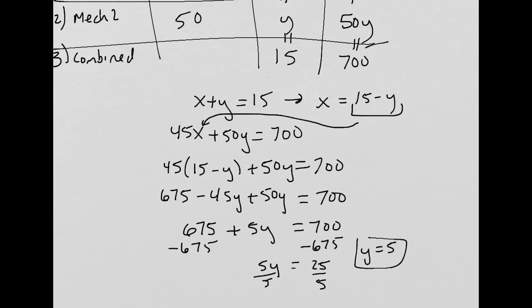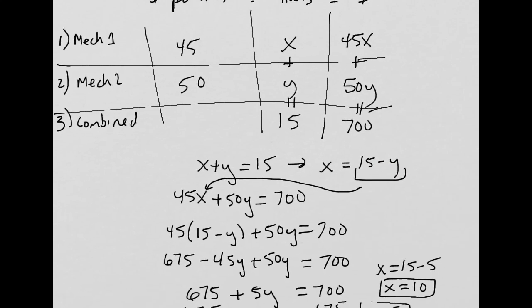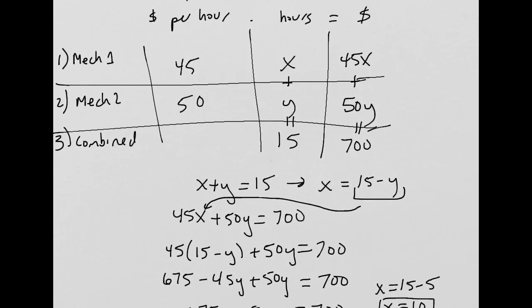So that's part of our solution. And then I'm just going to take that value and plug it in back here to find the x value. So if we do that, we get x equals 15 minus 5, which means that x equals 10, and those are my two solutions. So the first mechanic worked for 10 hours, the second mechanic worked for 5 hours.